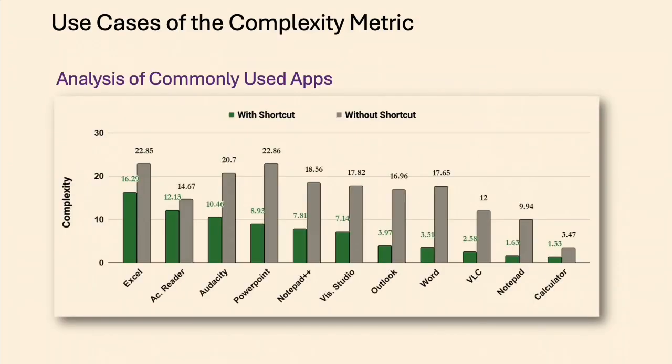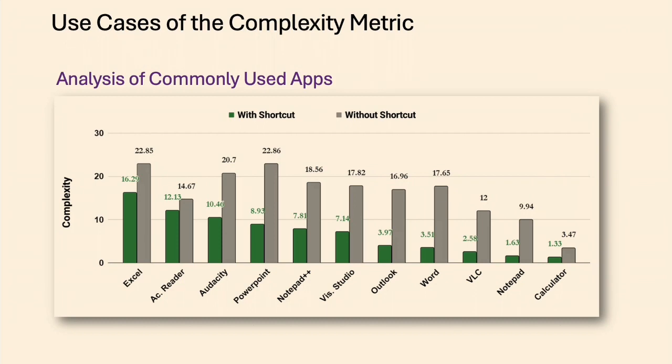Turns out this number is a reasonable baseline to estimate the complexity that a blind user will experience when they interact with different apps. For example, we ran our model on Excel and Acrobat Reader, mostly popular apps, and you can see the complexity values without using any shortcut, that's the gray bar, and when using shortcuts, that's the green bar.